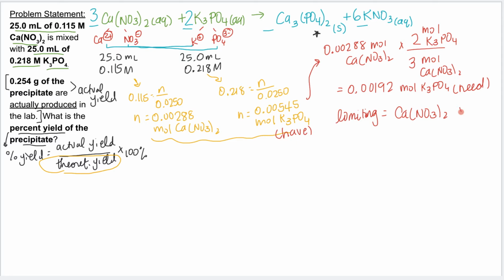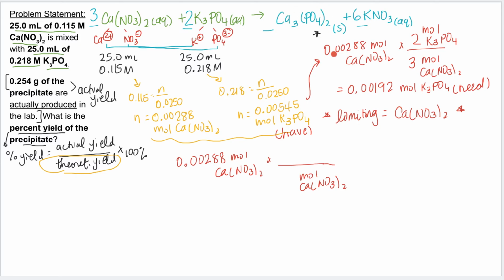Okay, so this is pretty important stuff, because now we know that we can go ahead and take the given amount of calcium nitrate and assume that all of it is going to react. So I'll take the 0.00288 moles of calcium nitrate once more and start off a calculation. This time we can go ahead and start to solve for what's going to help us to find the theoretical yield of the precipitate.